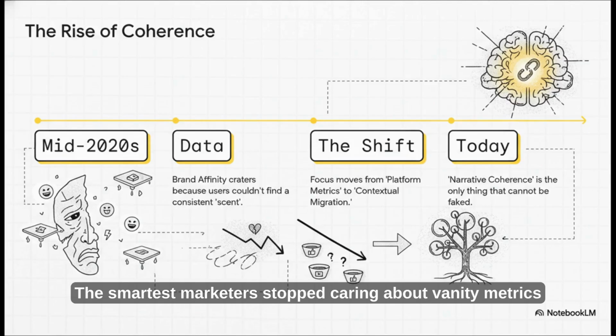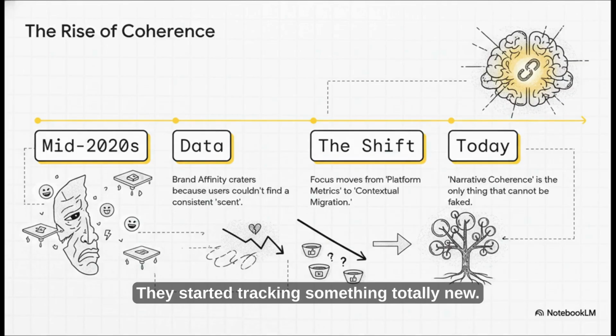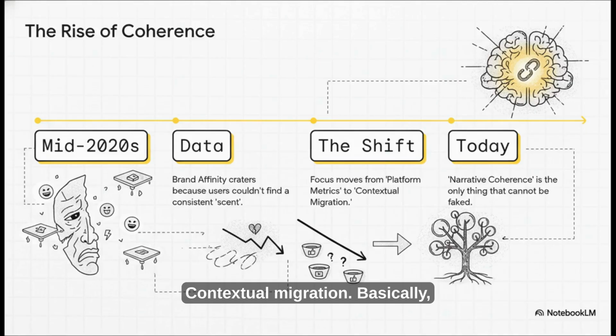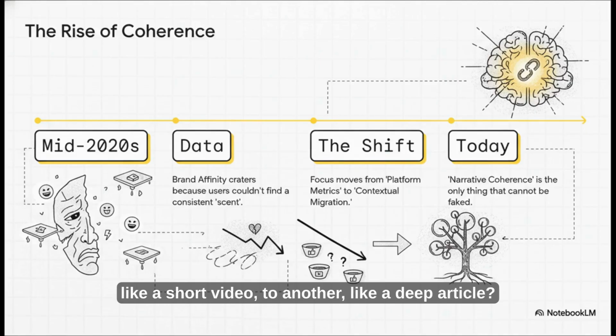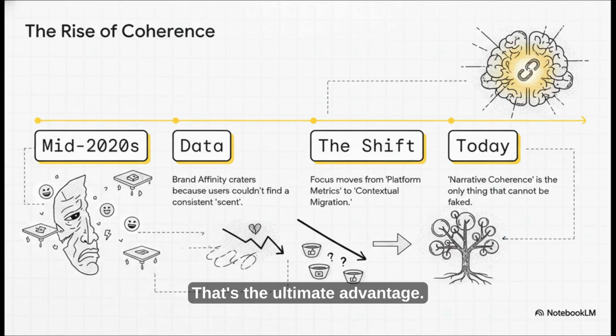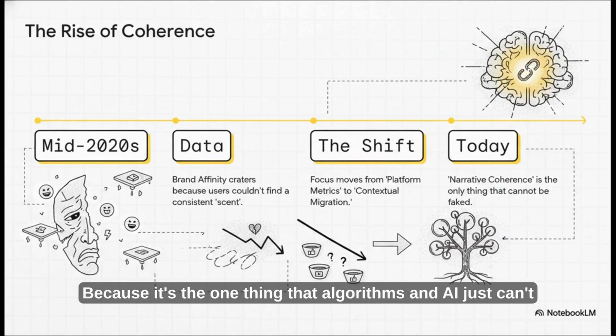This sparked a revolution. The smartest marketers stopped caring about vanity metrics like views and likes. They started tracking something totally new: contextual migration. Basically, how well can you guide someone's attention from one piece of content, like a short video, to another, like a deep article? And that brings us to today, where we understand that true narrative coherence is the ultimate advantage, because it's the one thing that algorithms and AI just can't fake.